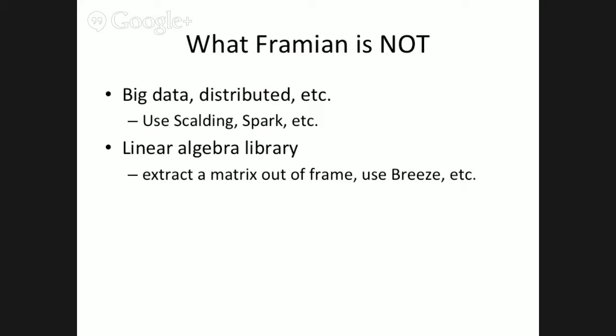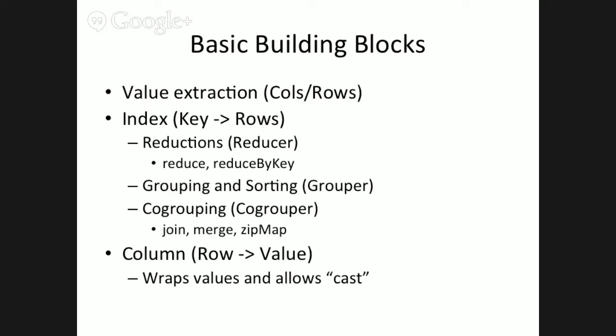If you really want to get a matrix out, there are libraries out there that are good at that. What it does try to do is provide a bunch of basic building blocks so you can build tools on top of it. So we have our way of extracting values from a frame, which are columns and rows. There's this fundamental concept of an index, which is reused in both series and frames, and it handles things like reductions. So it knows about the keys and everything. They can do the grouping and sorting as well.